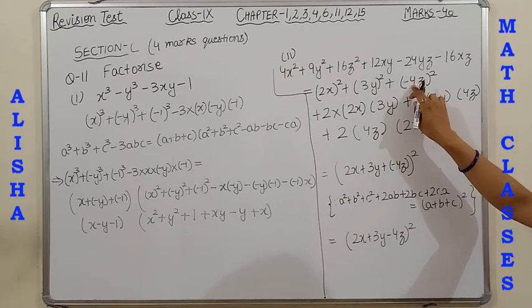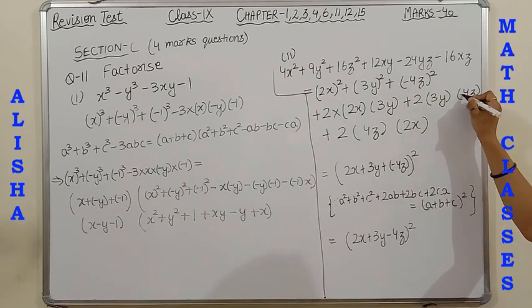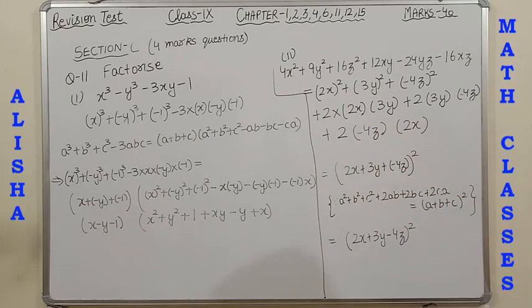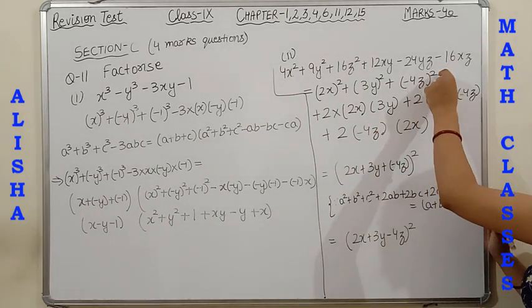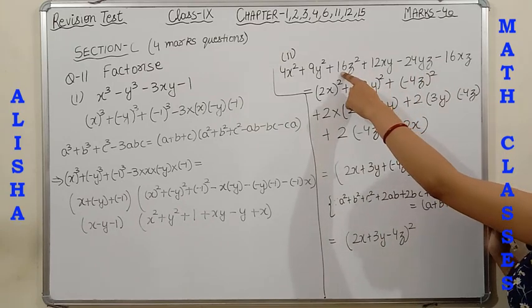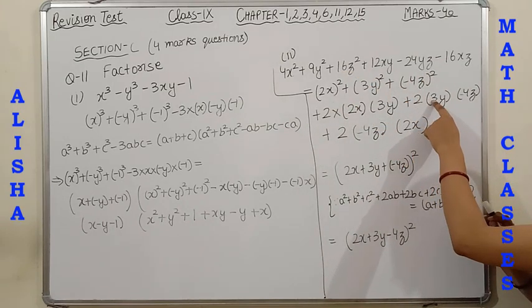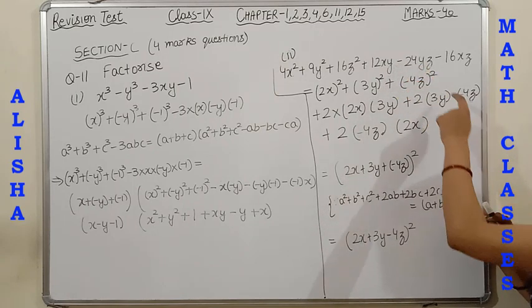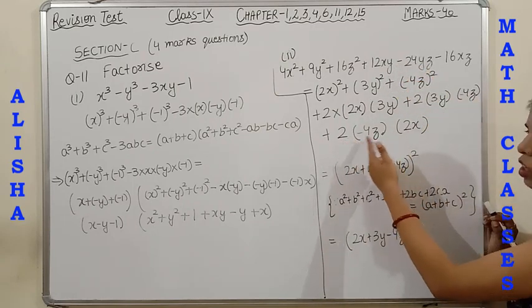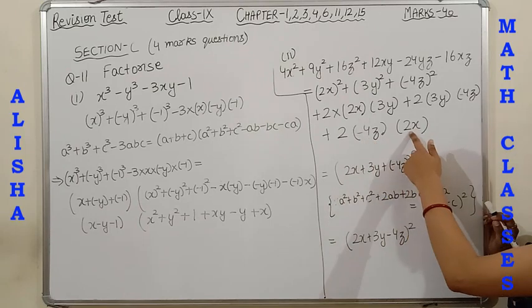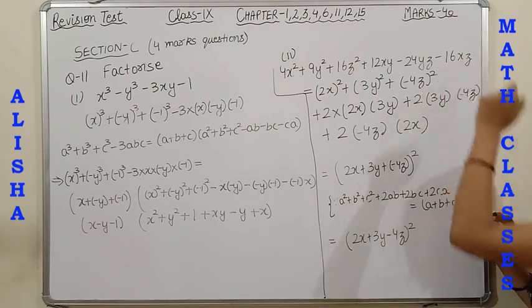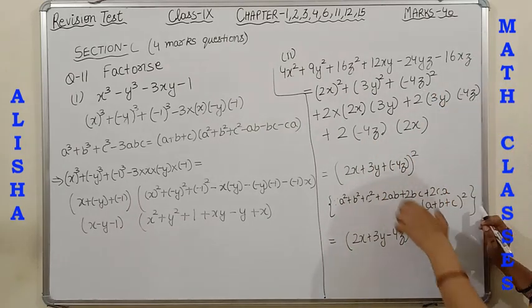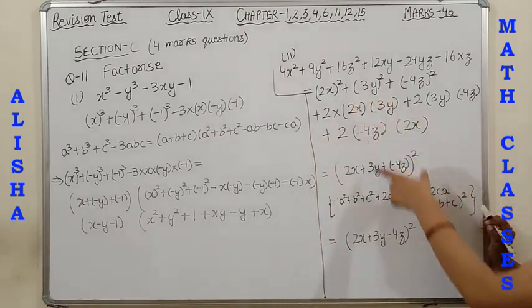So here I am having z minus 4z, minus 4z, minus 4z. Now you can check your question again. Minus 4z whole square will become 16z square. 2 into 3 will become 6, 6 into minus 4 will become minus 24yz. And similarly, 2 into minus 4 is going to be minus 8, into 2 is minus 16zx. So yes, you have made it in the form of this formula.